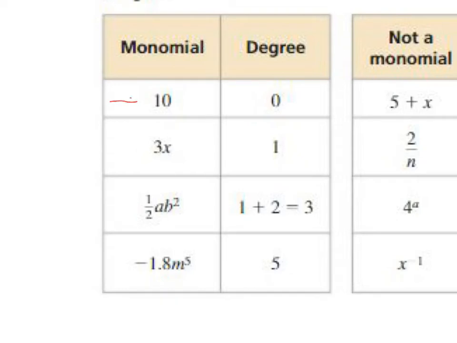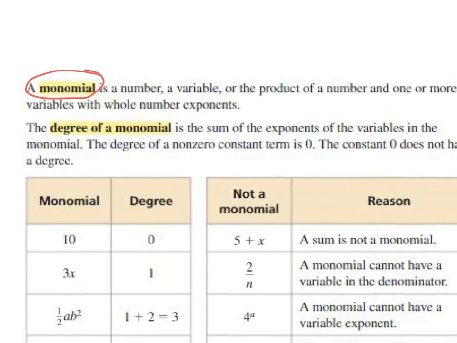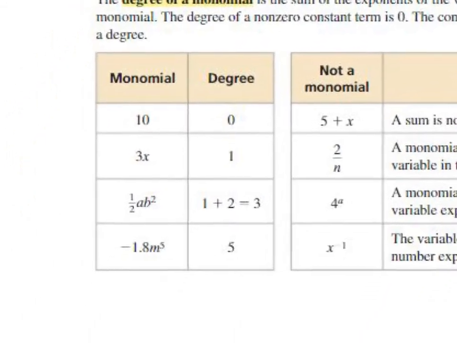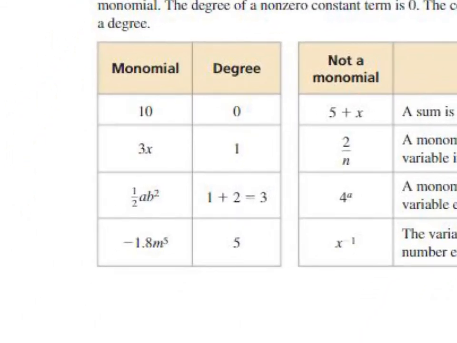Some examples of monomials: a 10. It's also called a constant, so a number like 10, 9, 7, etc. It has a degree of 0, which we'll talk more about. Something like 3x is also a monomial. If you go back up here, it's the product of a number and one or more variables. Here we remember from last week that we have an exponent of 1. This is the product of a number and a variable. It has a degree 1 because of this exponent 1.